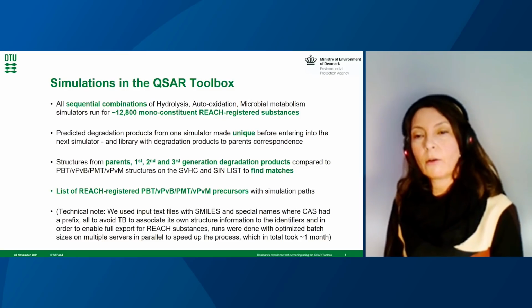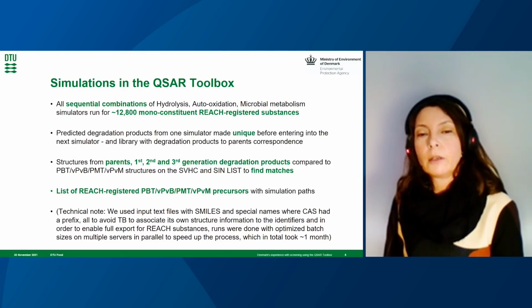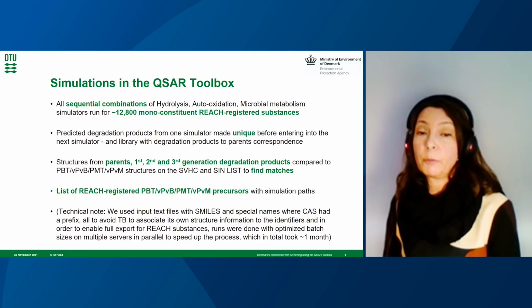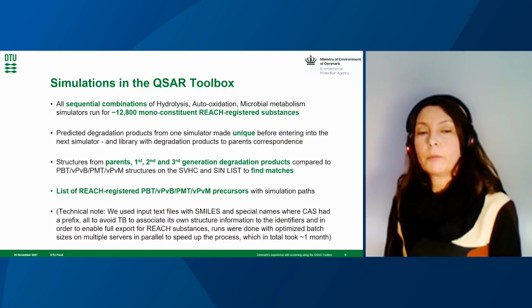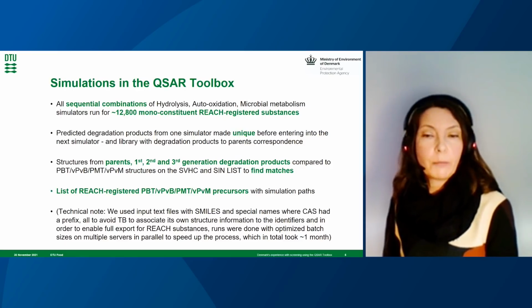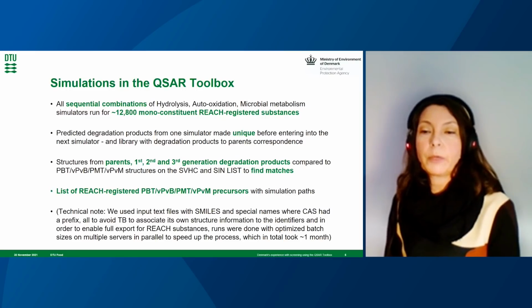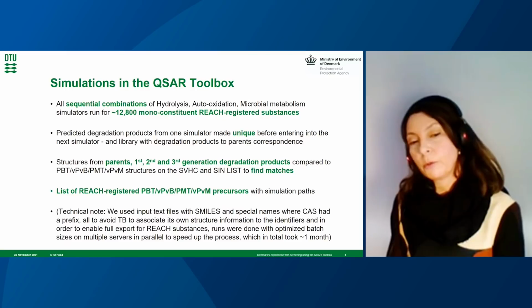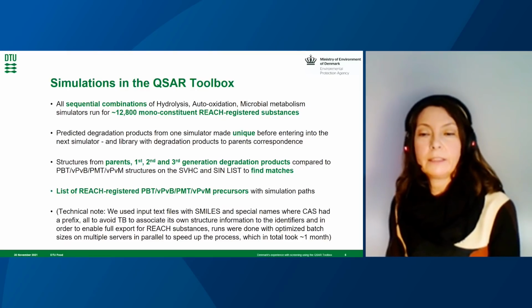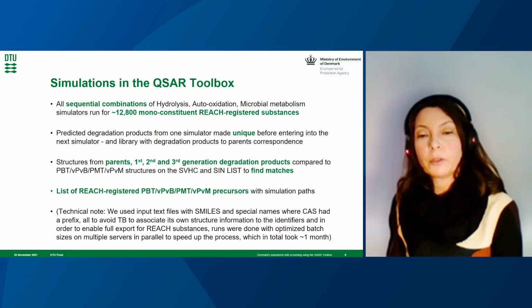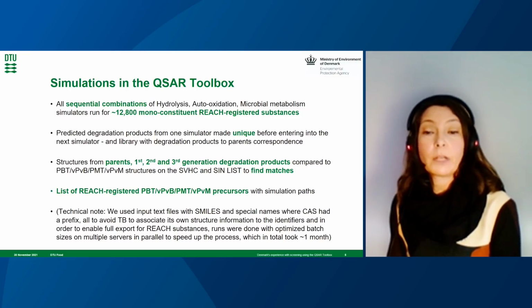In the end, when we had done all these combinations, we had the structures from the parents and from the, you could say, first generation, second and third generation. And we compared all of them to the SVHC and SIN list that I mentioned before to see if we had structural matches. And then we mapped all these substances we found also with the path that led to them. I also include here a technical note about how we did these large screenings so that we were sure that Toolbox did not try to use its own structure information for the CAS numbers we had and so on, because we wanted to control the process, but that's more technical.